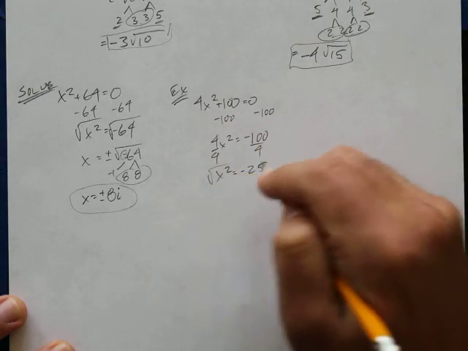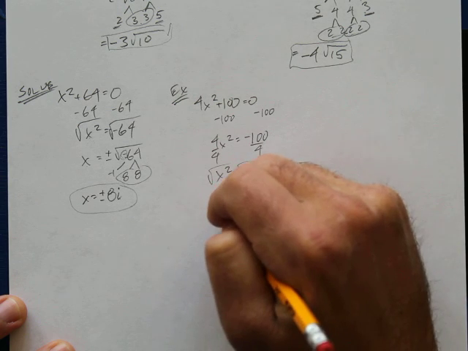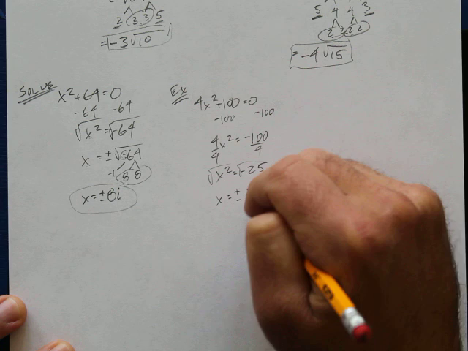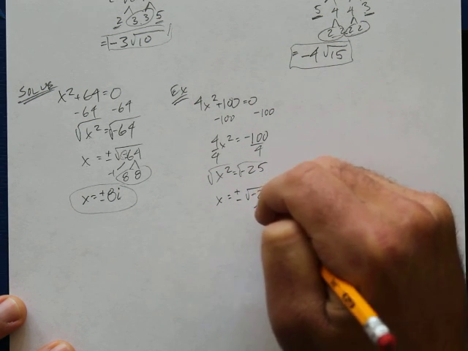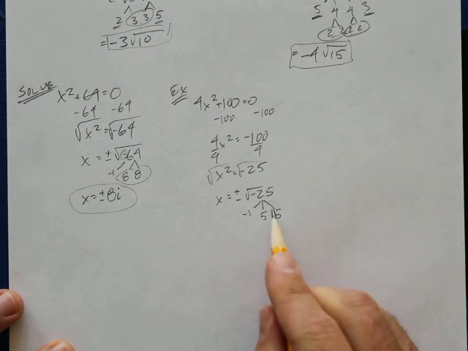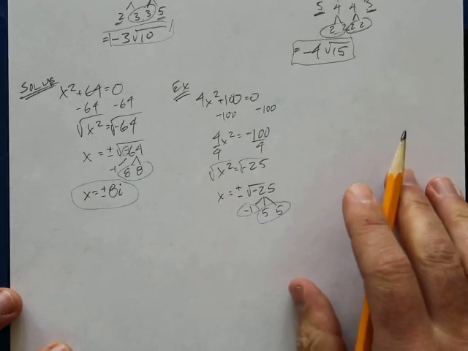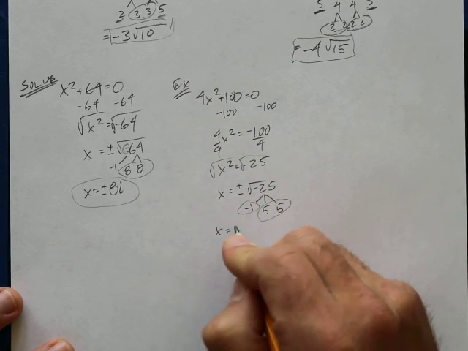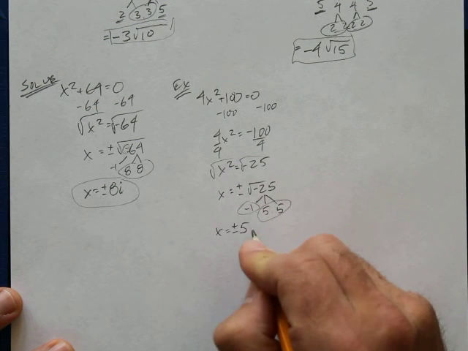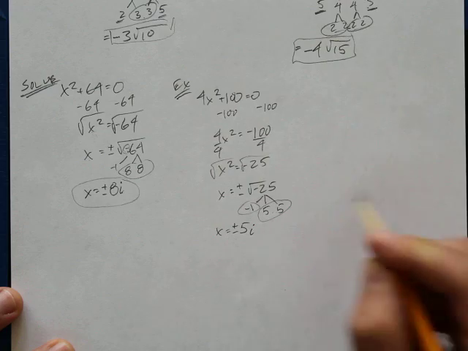All right, let's take the square root of both sides. x equals plus or minus the square root of negative 25. Negative 25 is negative 1 times 5 times 5. These come out. x equals plus or minus 5 times the square root of negative 1, which is i.